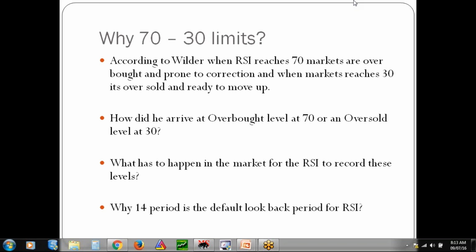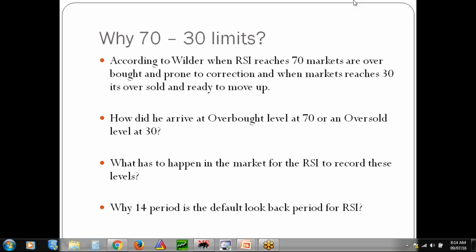Similarly, when the RSI moved into the 30 area, what has happened? 9 out of 14 days, the prices have recorded lower closes. That means the prices are in a downtrend. When you are reading an indicator or trading with an indicator, it is very important to know why the limits are set and why it behaves in a certain manner.